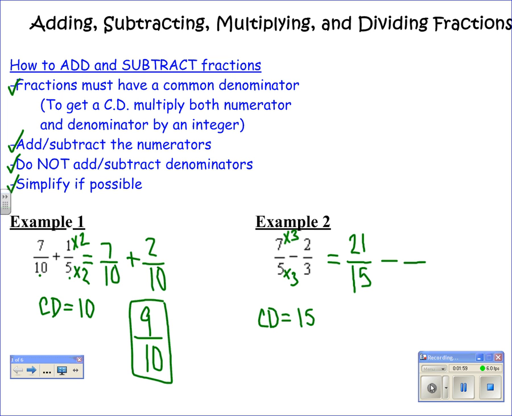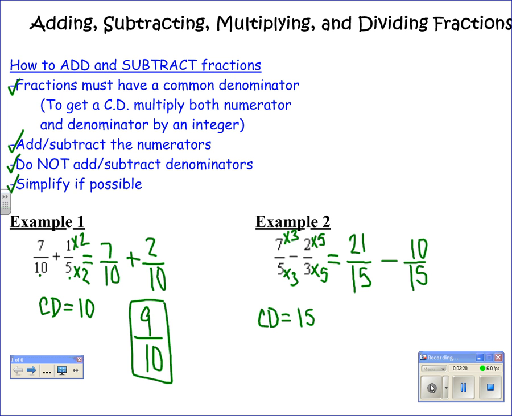Minus, for 3 to become 15, I'd have to multiply it by 5. For 2, I have to also multiply this by 5, and I get 10. So my new fractions are 21 over 15 minus 10 over 15. If you wanted to simplify those fractions, you get back 7/5 and 2/3.